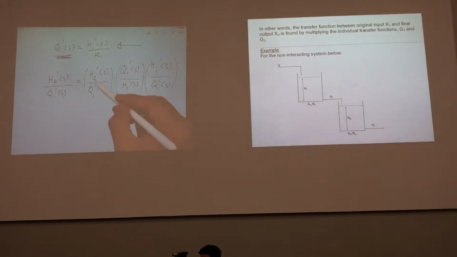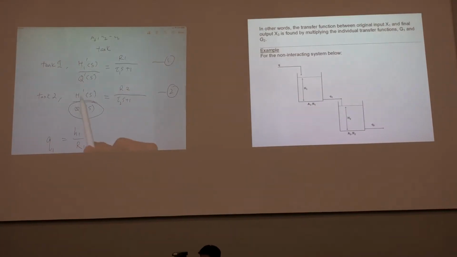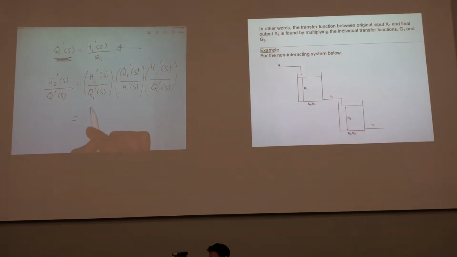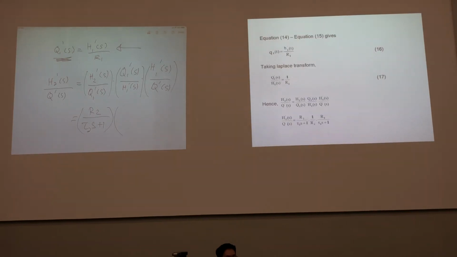Now, H2 to Q1, right? H2 to Q1 is actually this transfer function, right? Can I replace this one in? So this becomes my R2 divided by tau 2s plus 1, okay? Q1 to H1, which transfer function do I have? Q1 to H1 is 1 over R1, right? So this one is 1 over R1, okay?